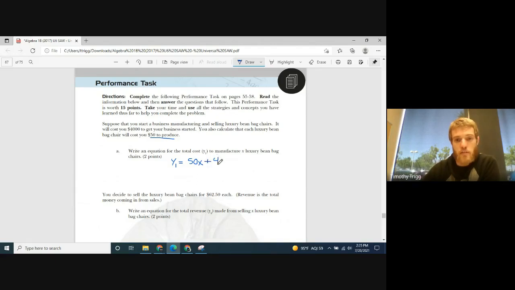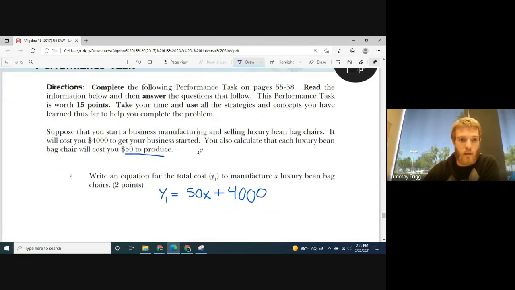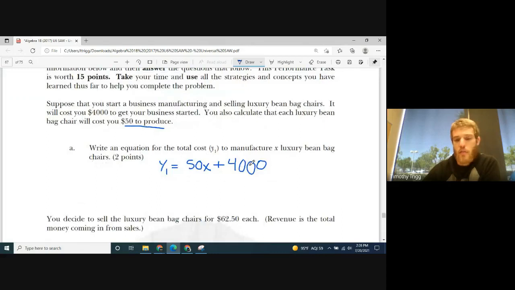This $4,000 cost doesn't get multiplied by x because it's just a starting cost, the stuff to get your business started. In other words, this $4,000 doesn't change whether you produce 20 beanbag chairs or 200 beanbag chairs. But this 50 times however many you produce will change.